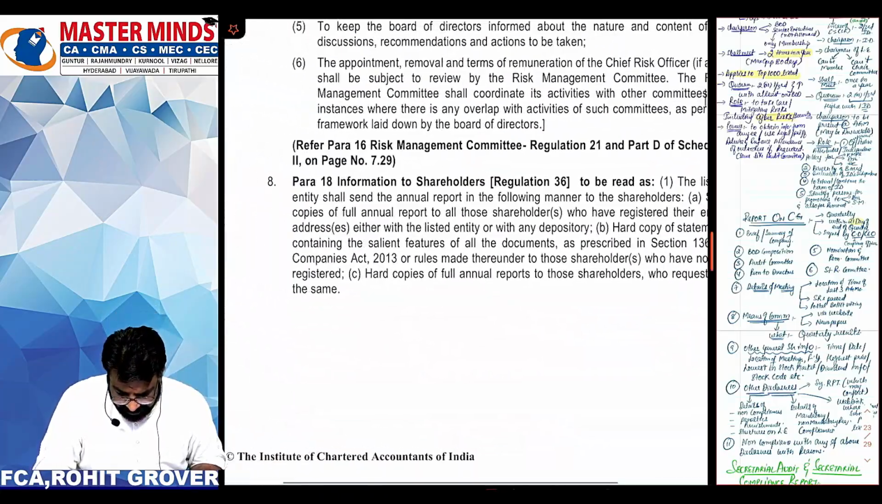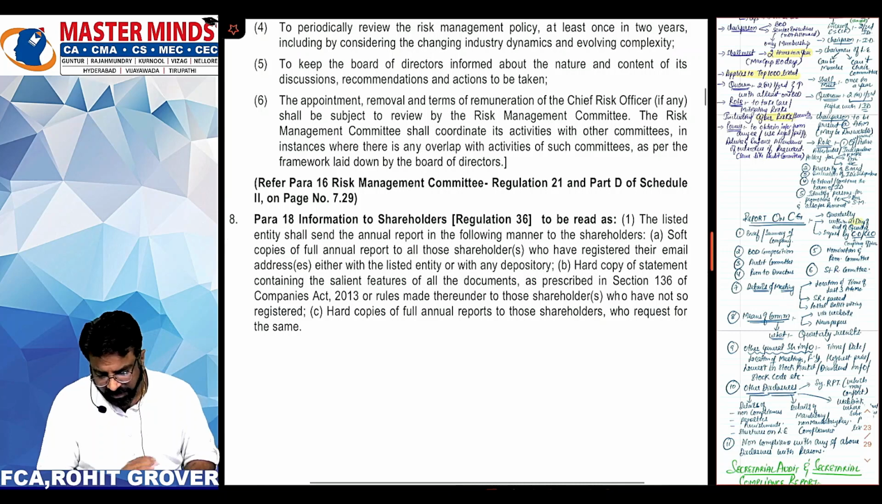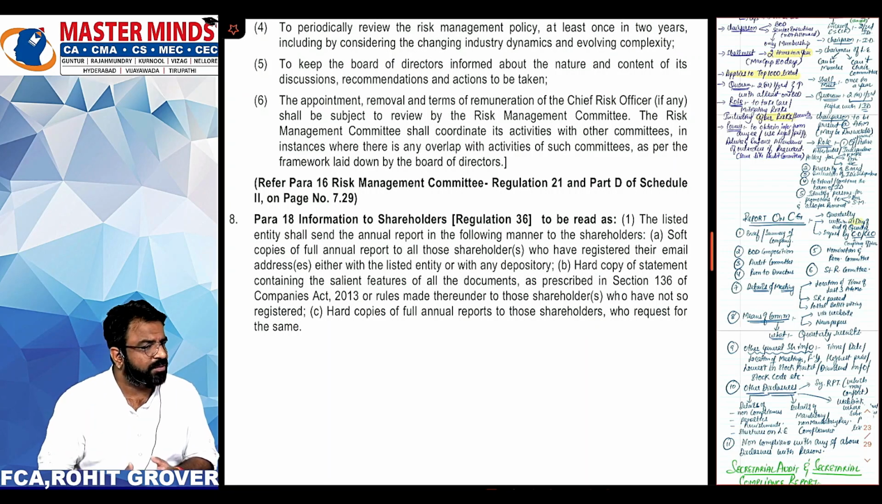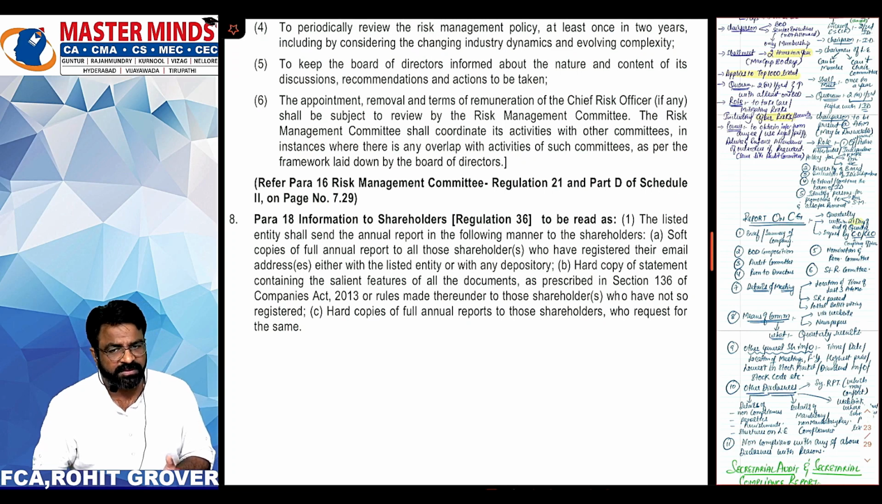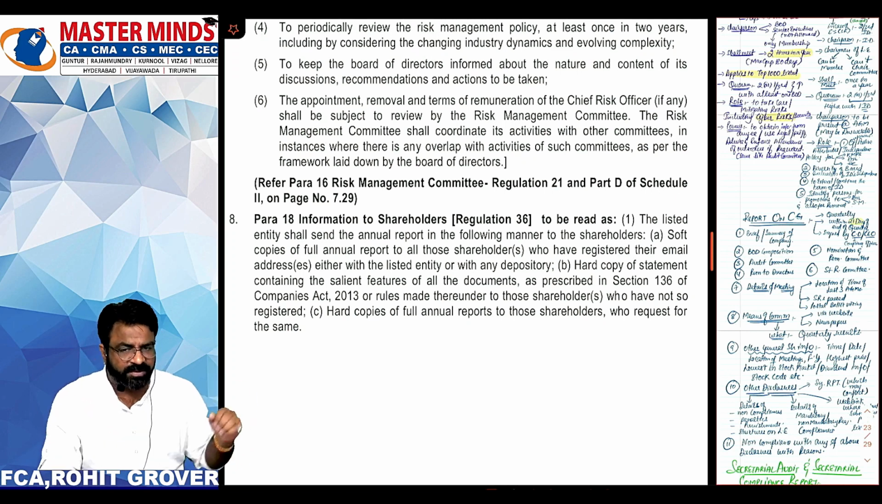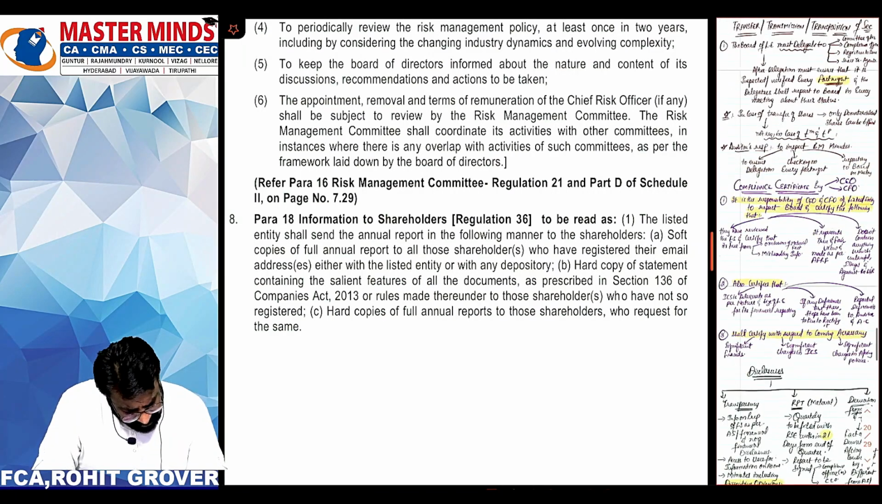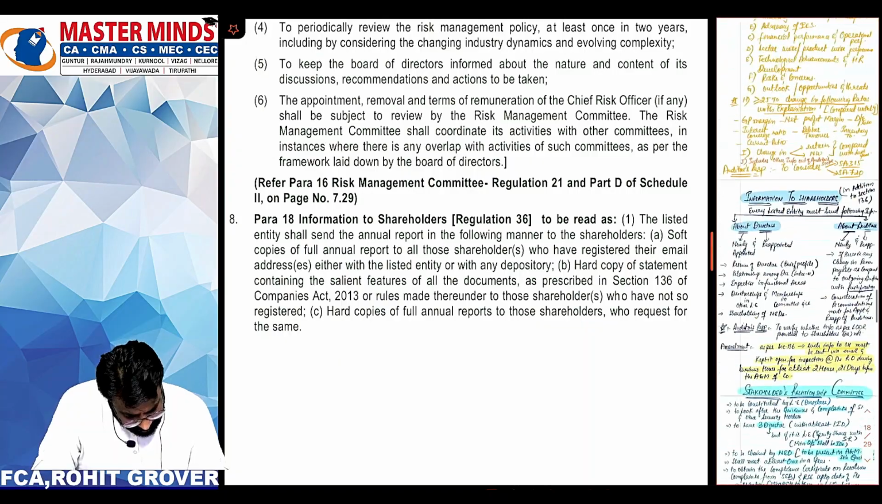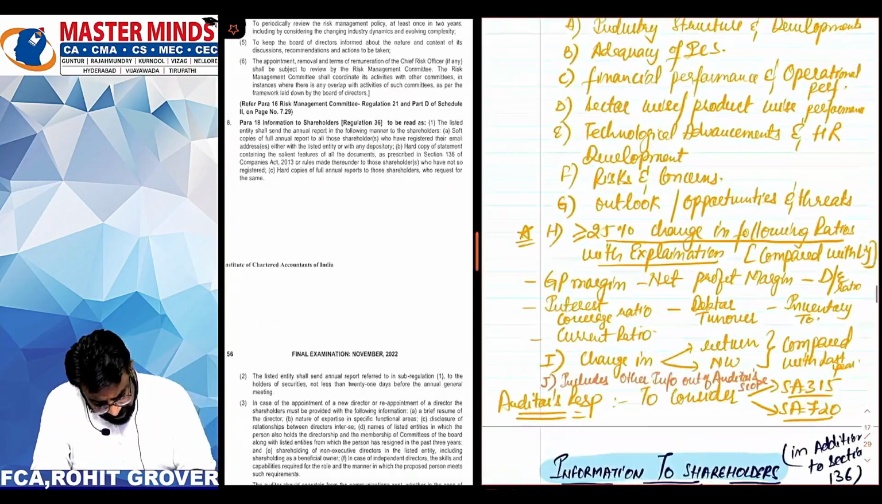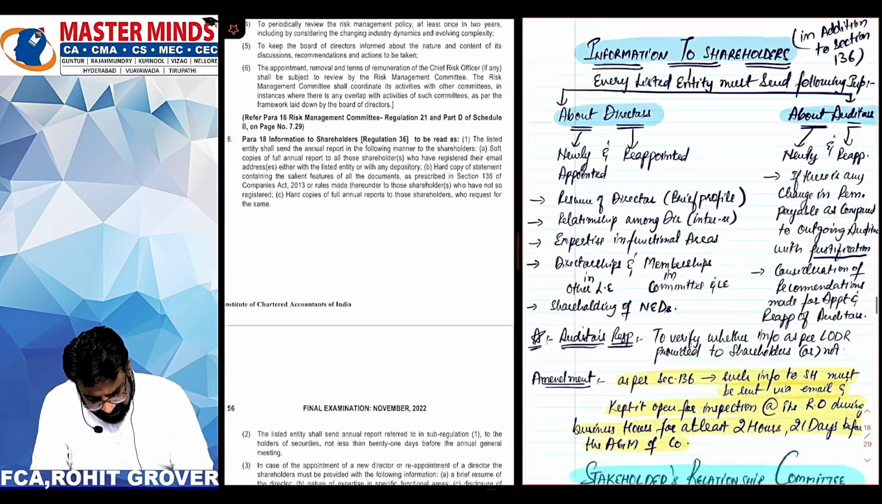Okay, so this is the next amendment. Now, para number 18, information to shareholders. The information to shareholders may be given to 2 people, our directors and auditors. So they have added some new points. I think information to shareholders also, everything we have noted. Let's see what they are saying.